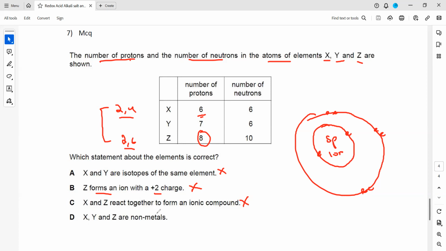X, Y, and Z are non-metals. How do we identify that? When you write the electronic configuration, one is 2, 4, another one is 2, 5, another one is 2, 6. So they have more than 3 electrons in the outermost shell, which means these are non-metals.